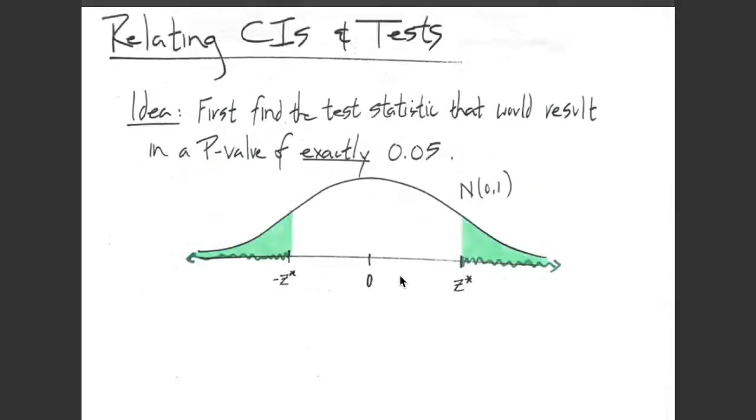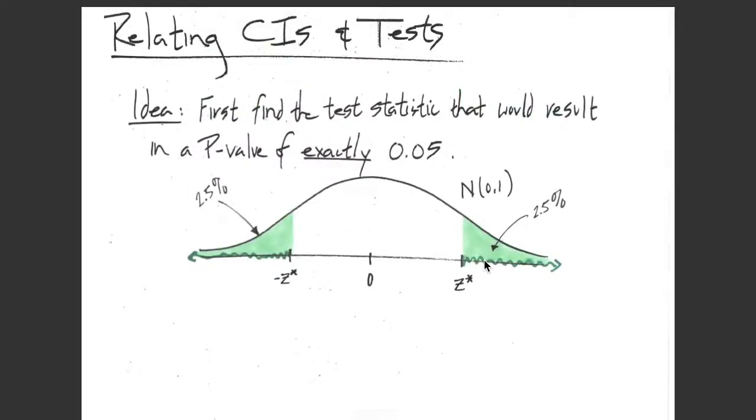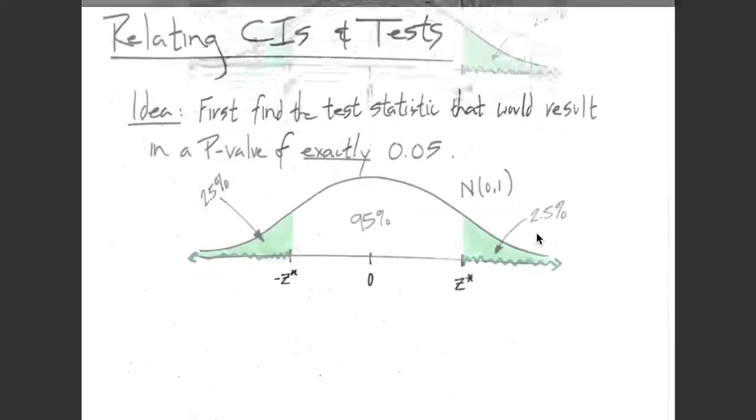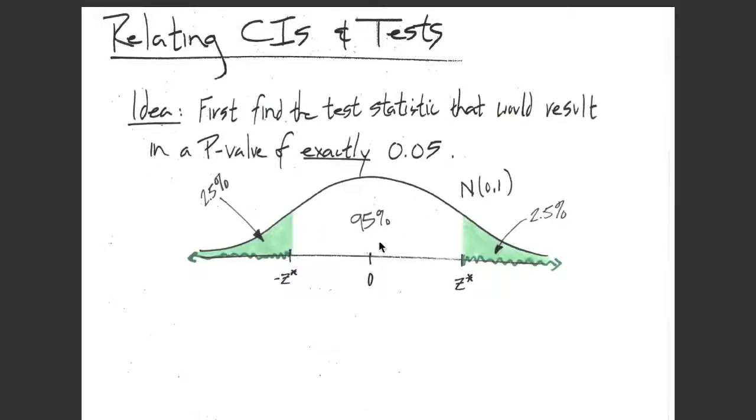So our p-value would be the probability in both tails, to the left of negative z-star and to the right of positive z-star. That would be our p-value, that green shaded region there. Because we want the p-value to be 5%, the total area in both tails would need to be 5%. And so each tail itself would have to have 2.5%. And that means that in the middle, we would have 95%, right?